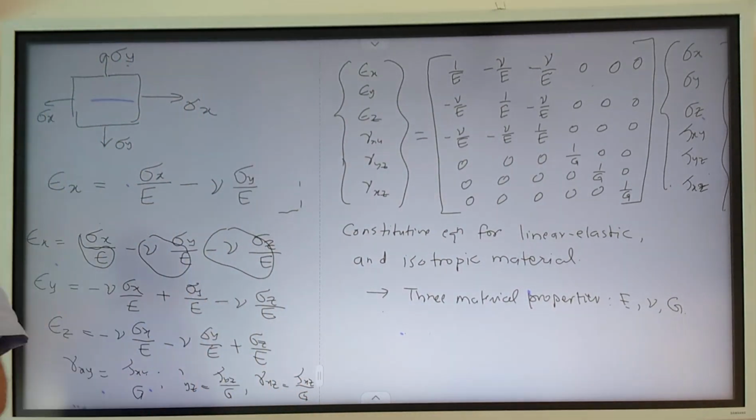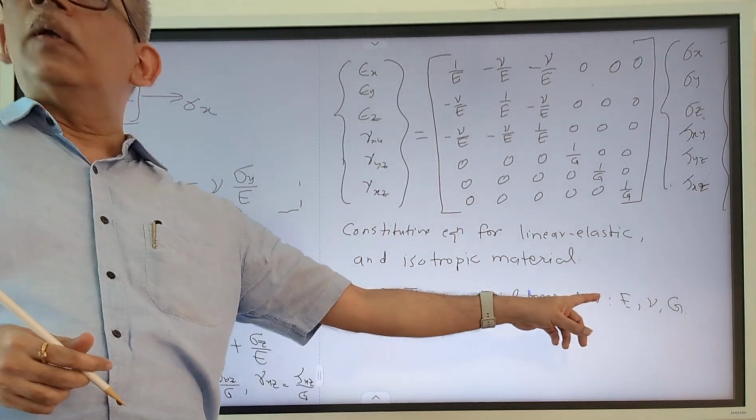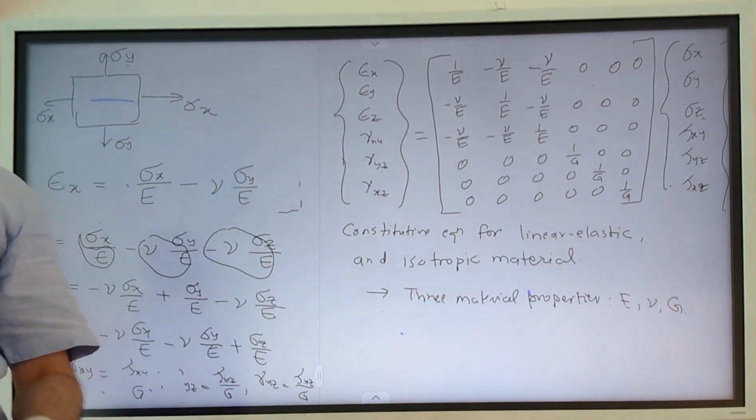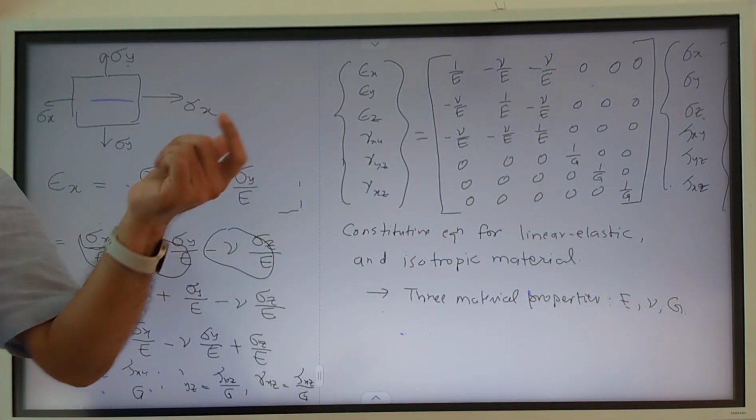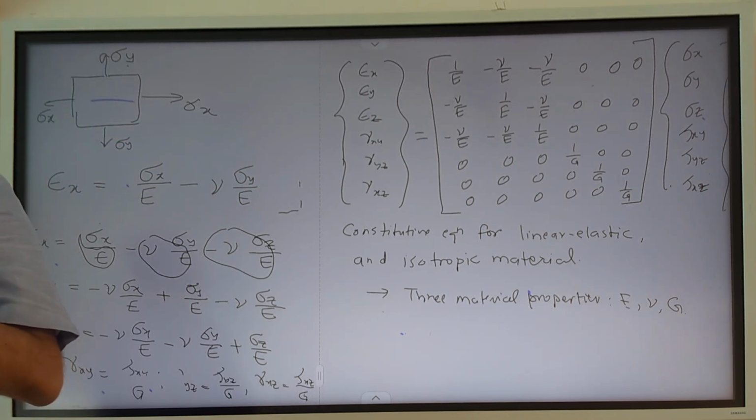E, nu and G. So those are the properties required. Now, are these three unique properties? E, nu and G, are they independent of each other or is there some relationship between them? There is a relationship between them. So what is the relation?